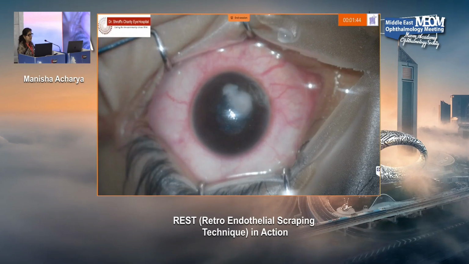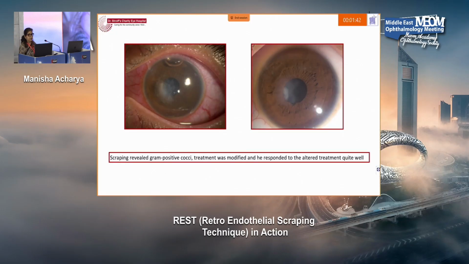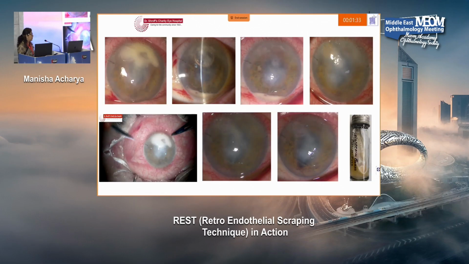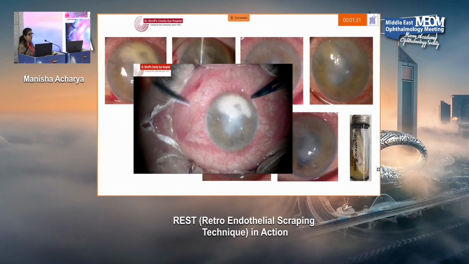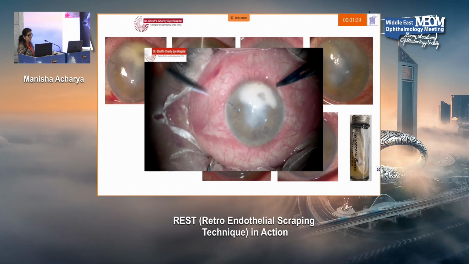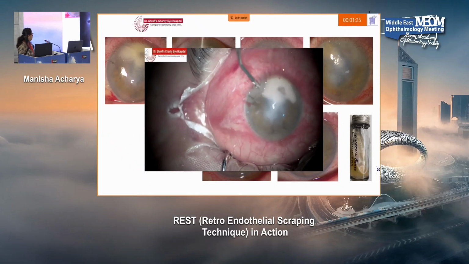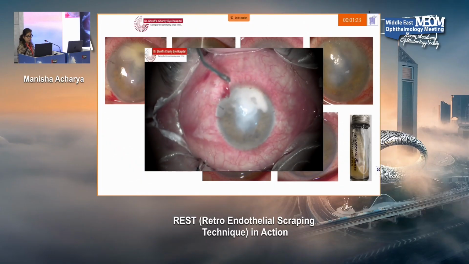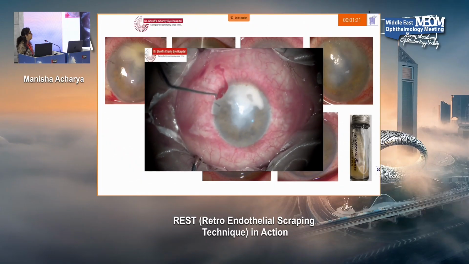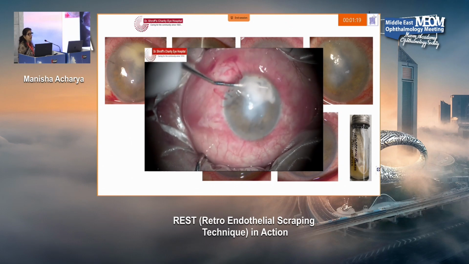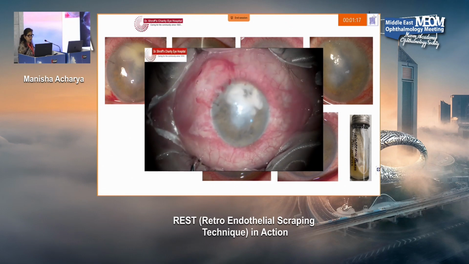In this particular case, we did that and it grew bacteria, not fungus. We treated the patient on antibacterials and the patient did respond. This was another case wherein we did an endothelial scraping and we realized that it grew fungus, as you can see where it grew on the cultures, which we could not grow when it was just on scraping, because there was nothing on the epithelium.